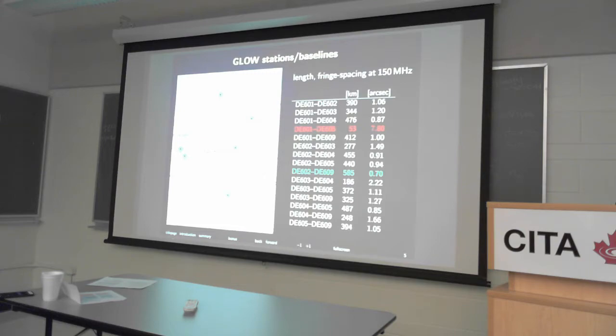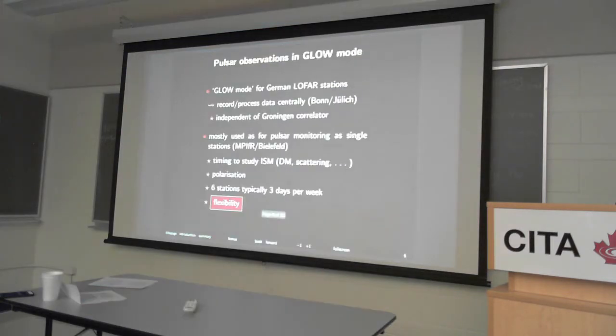And also the UV coverage gets better. But we started with just this part, and what I show in the following is just from these few stations. So slide 6 gives an overview of what we are generally doing with these stations. Most of the time, they are used as part of the international LOFAR array to do interferometry, together with the other stations, where data are correlated in Groningen centrally.